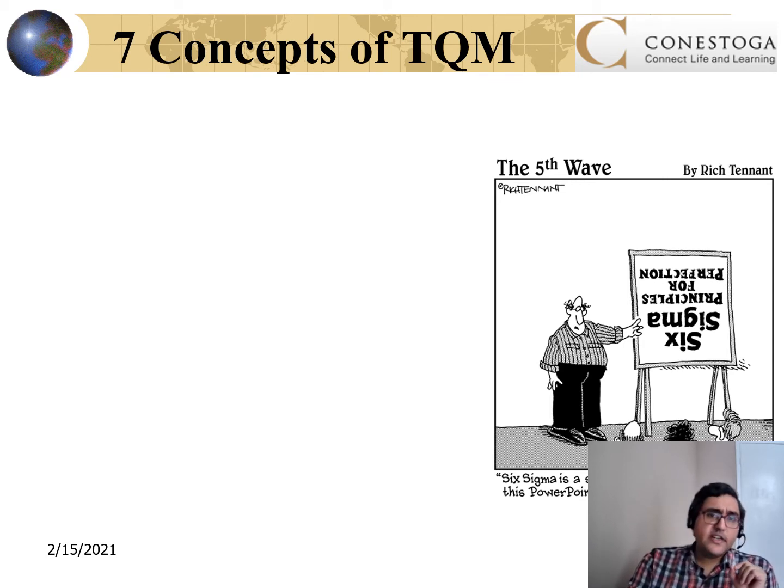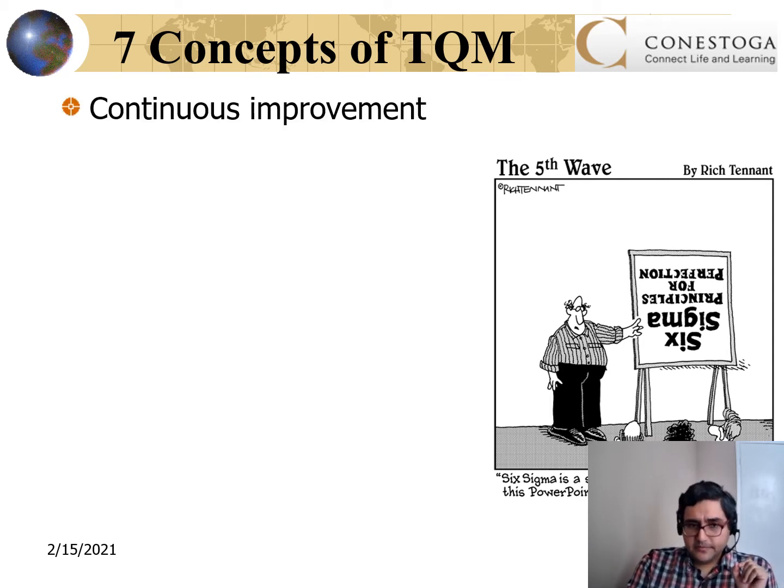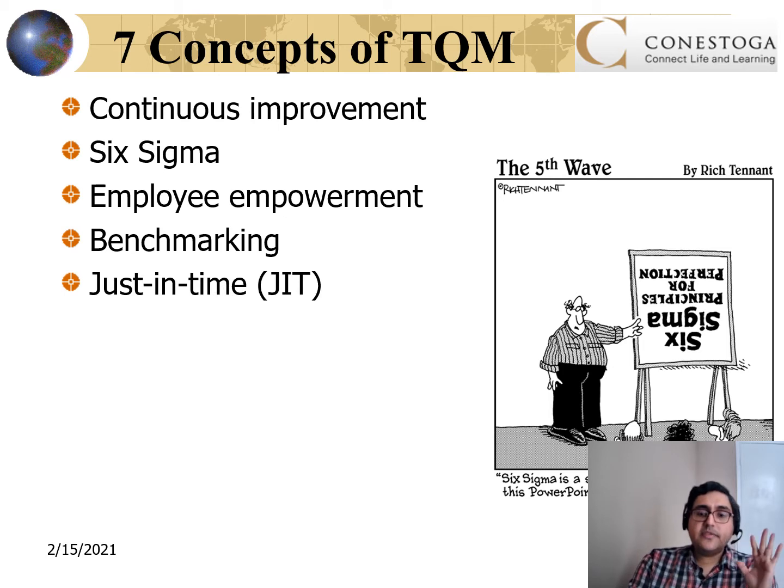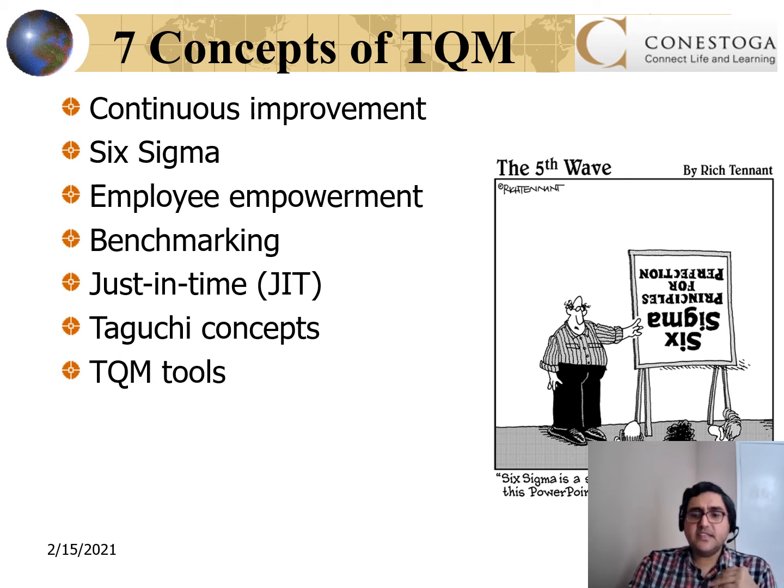So there are 7 different concepts in TQM. The first is continuous improvement. Second is Six Sigma. Third is the employee empowerment methods. Fourth is benchmarking. Fifth is called JIT, or just-in-time techniques. Sixth is the Taguchi methods, and the seventh is the different TQM tools. All the concepts which I am mentioning here, I will be describing shortly.